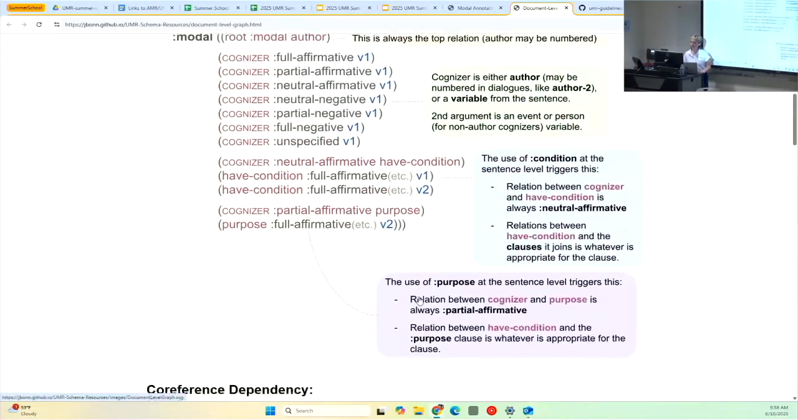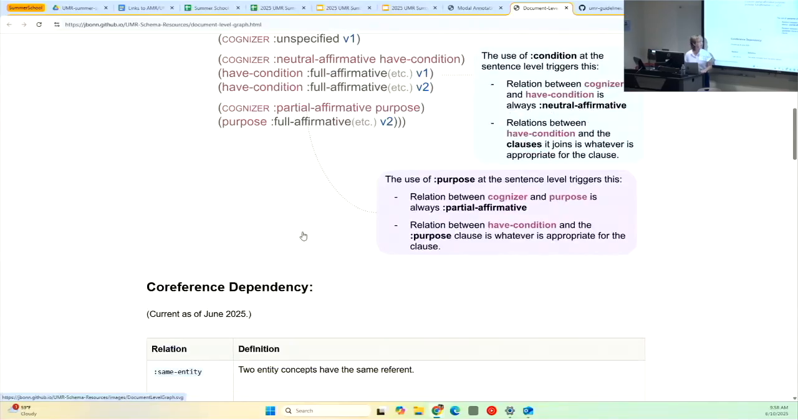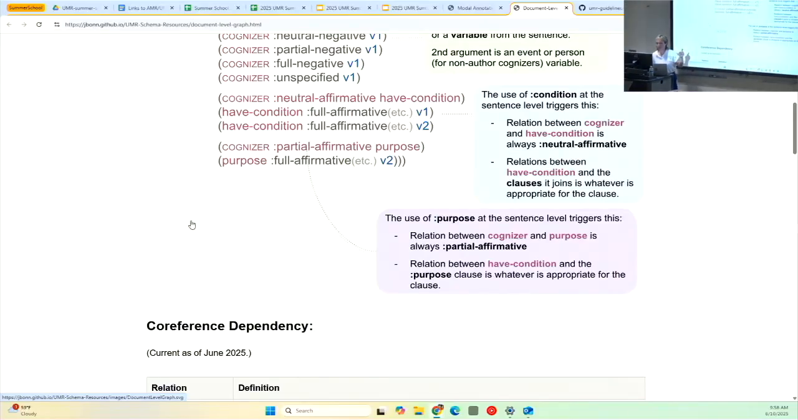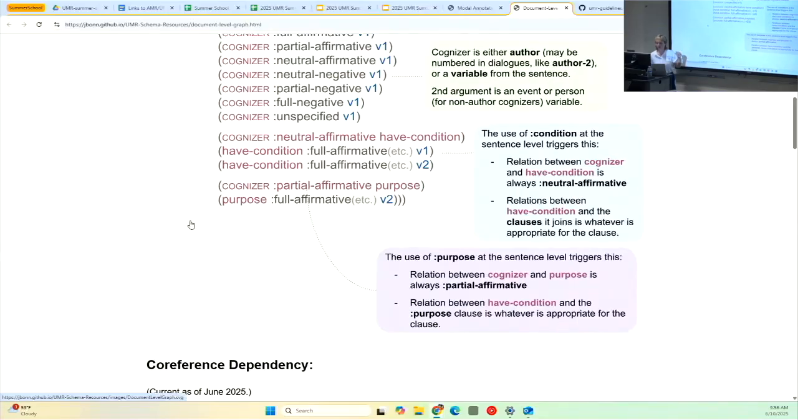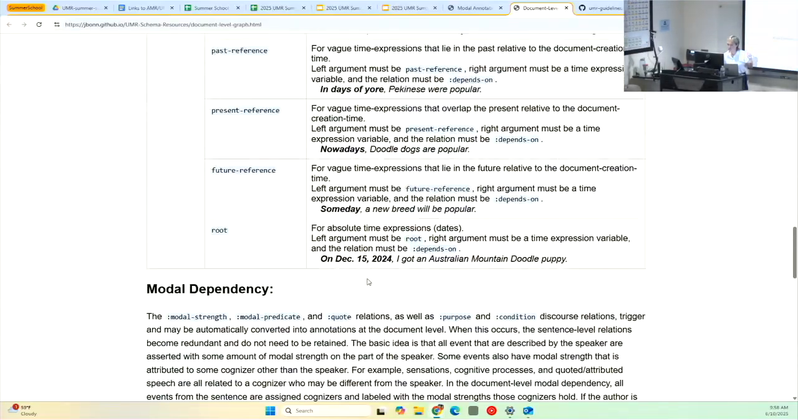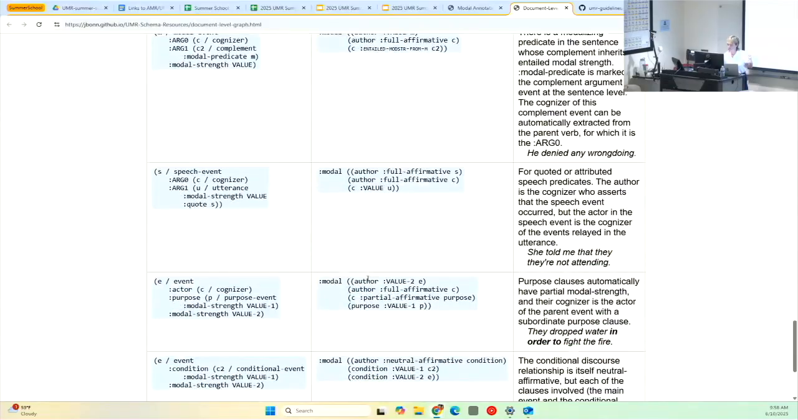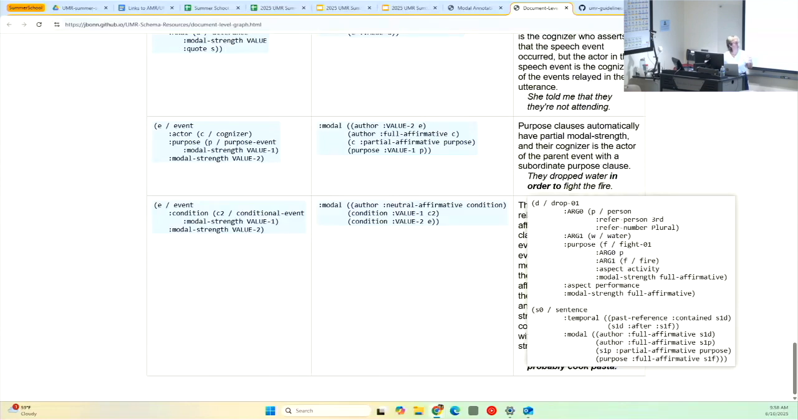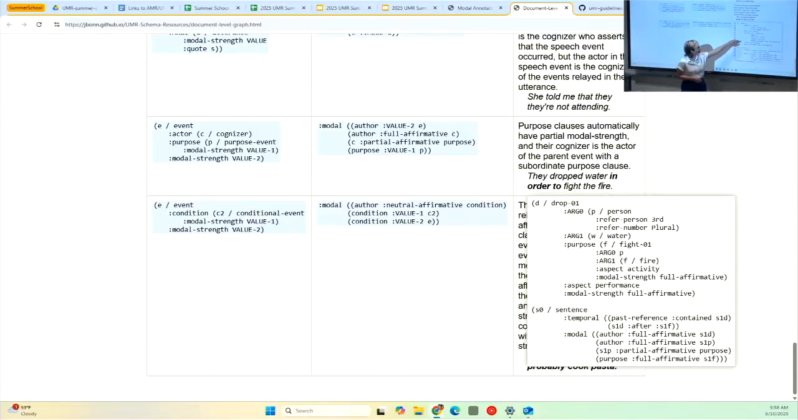And then, it's similar with purpose, but it's less complicated. So with purpose clauses, the purpose clause itself is always going to be partial affirmative. And the main clause, I think let's look at it. Yeah, okay. So they dropped water in order to fight the fire. So purpose is in order to fight the fire. They dropped the water is full affirmative.